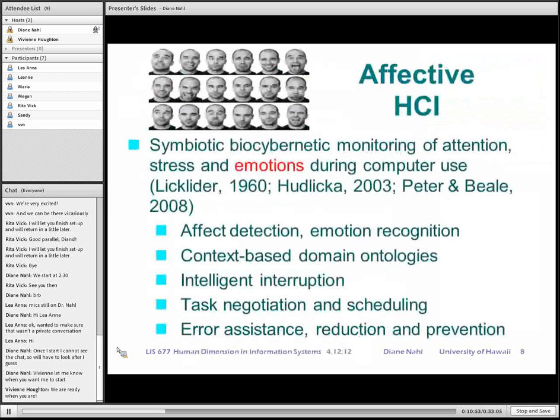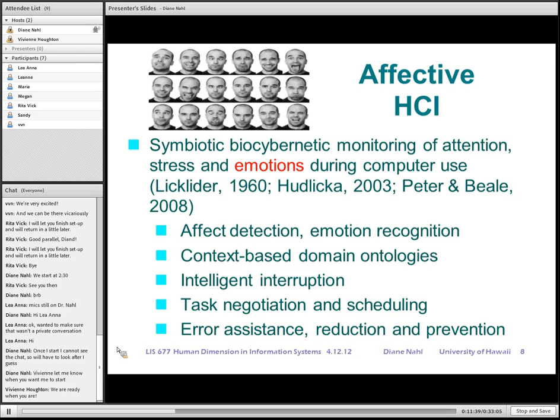And after affective computing, there was an offshoot of a subfield called affective HCI, which is human-computer interaction. And remember, in the early days, HCI wasn't called HCI. It was called man-machine learning or man-machine interaction. So it was a very system-based focus, and things have really changed. But really what affective HCI is doing is very similar to affective computing, is what they call symbiotic biocybernetic monitoring. They're monitoring with sensors attention, stress, and emotions during computer use. And this goes back to 1960 with Licklider's research.